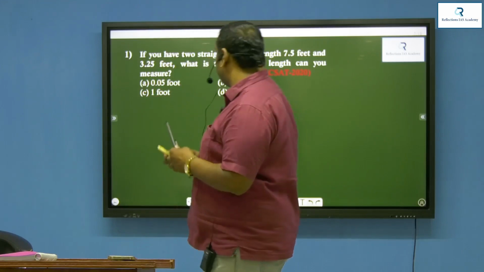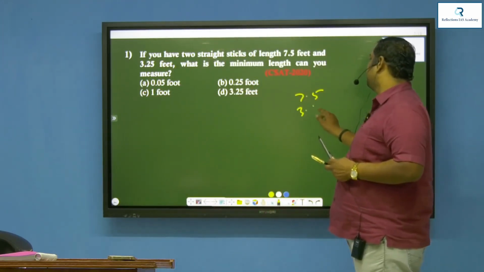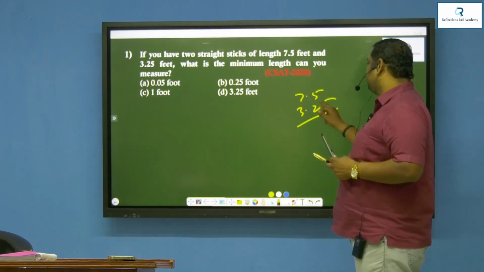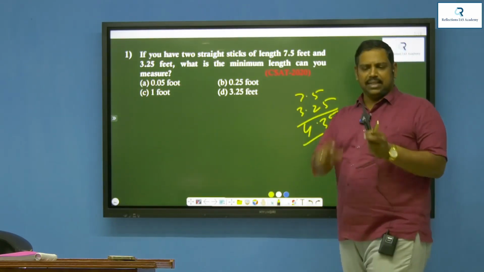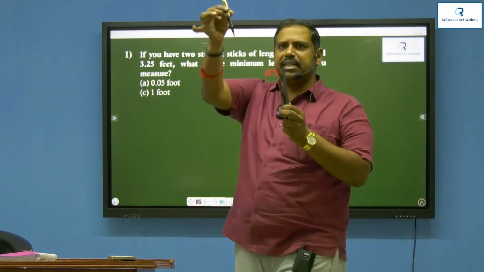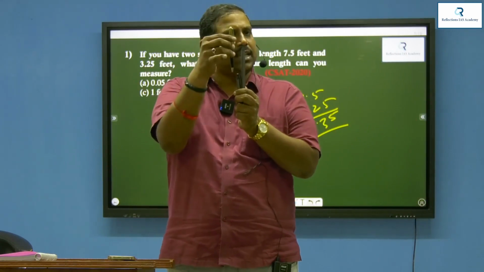Suppose if I have given another one, the difference between 7.5 and 3.25, I can measure. Right or wrong? Means this is 4.25, right? Suppose its length is 4.25, I can measure its length, yes or no?